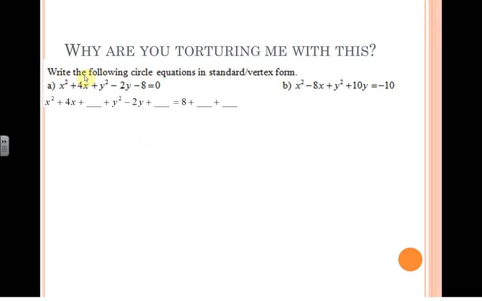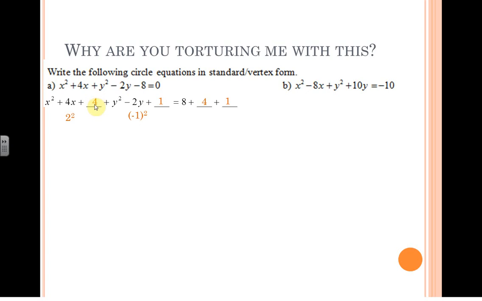Okay, to set this up, you get your x's together, you leave a space. You get your y's together, you leave a space. You put everything else on the other side, and you leave 2 spaces. That is the process you need to follow. And now we have it set up to complete the square. Because we have 2 variables, we need to complete the square 2 times. 4 divided by 2 is 2. 2 squared is 4. Again, it's an equation, so I have to keep it equal on both sides. Negative 2 divided by 2 is negative 1. Negative 1 squared is positive 1. Again, I'm putting it on both sides.